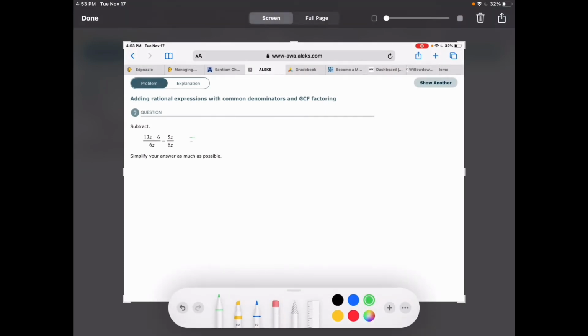So I'm going to keep the same common denominator, which is 6z, and on the top I'm going to do 13z minus 6 minus 5z. There's no parentheses here, so it's not as tricky as I was hoping. If there had been parentheses, then this minus right here would change the sign of everything in the parentheses. In this case, we're just going to simplify. We have 13z and we have -5z, so we're going to get a positive 8z minus 6, doesn't have anything to combine with, over 6z.